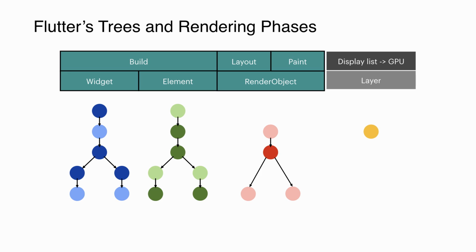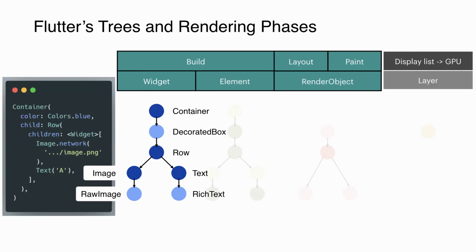If we were to group this using Flutter's threads, then the build, layout, and paint would be the UI thread, and the display list to the GPU would be the raster thread. So let's define this a little bit more and incorporate some code. So to the left, you can see that we have a container that is blue and a child that is a row with an image and a text as children. And in the widget tree, you can see how we branch out and create the relevant widgets.